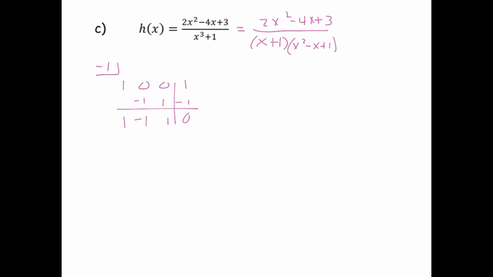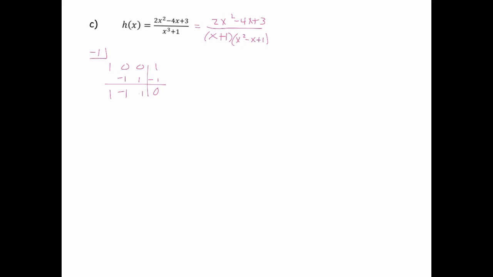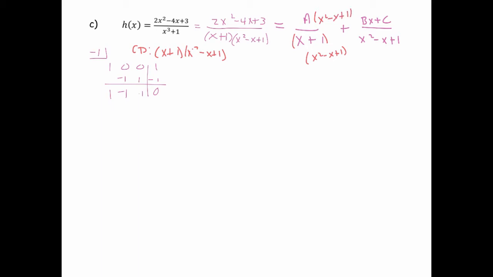Now that right expression, x squared minus x plus 1, is an irreducible quadratic, so we can't factor that. So we're going to have to do the decomposition with it as is. We can rewrite this as A over x plus 1 plus Bx plus C over the irreducible quadratic. Alright, and so then we think of what the common denominator is. The common denominator is x plus 1 times x squared minus x plus 1. This first term is lacking the x squared minus x plus 1. And the right term is lacking the x plus 1.